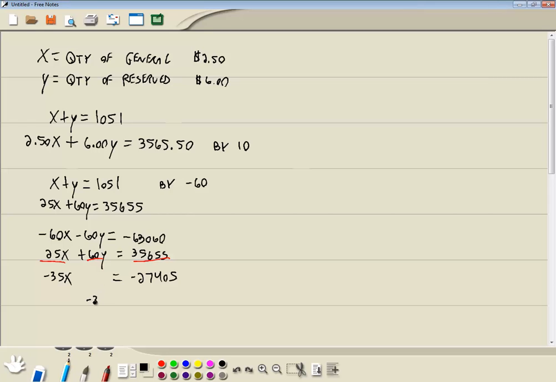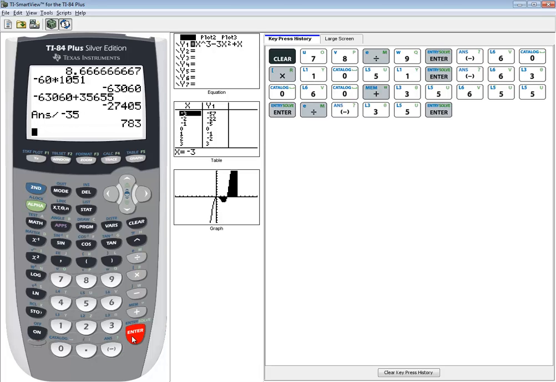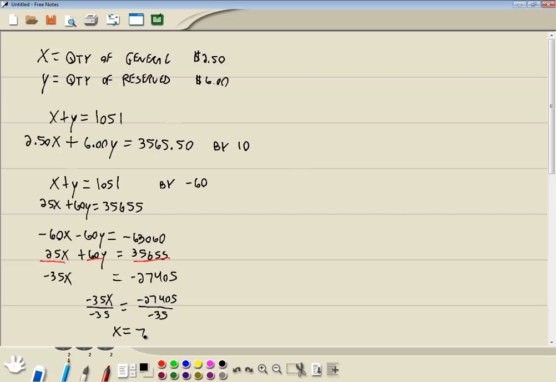Now divide both sides by negative 35. And let's see what we get. Negative 27,405 divided by negative 35 gives us 783. Okay, so we have 783 general admissions.